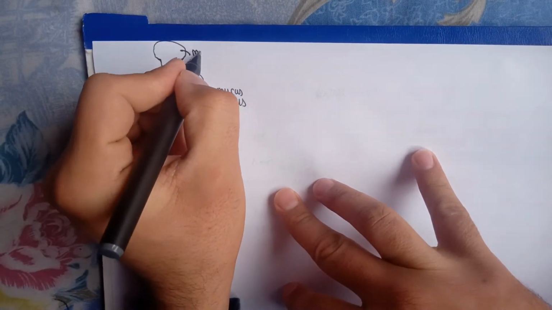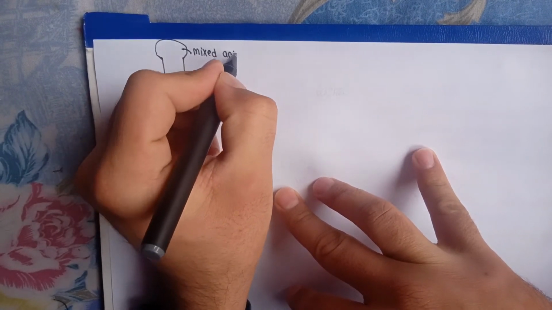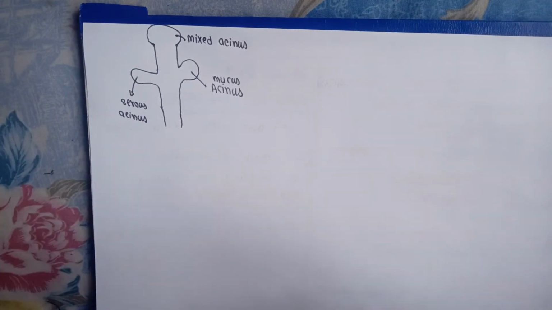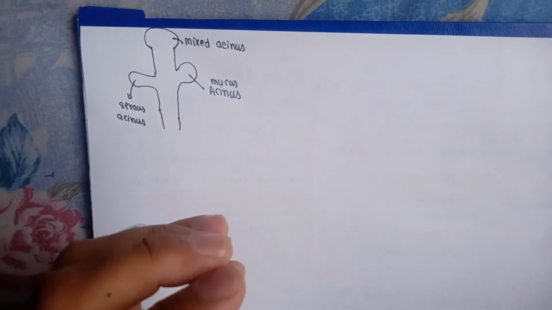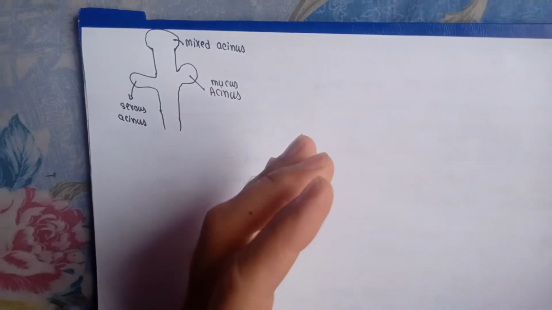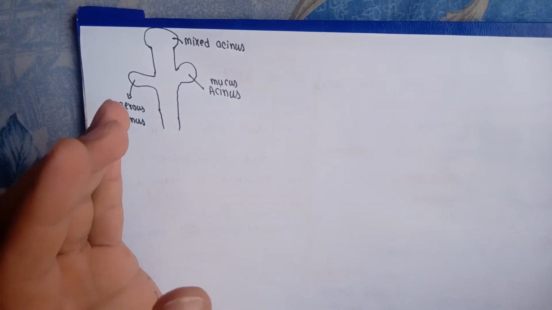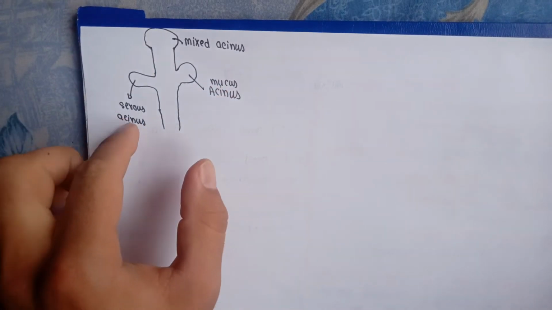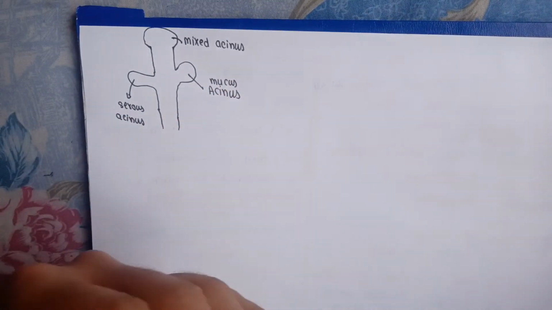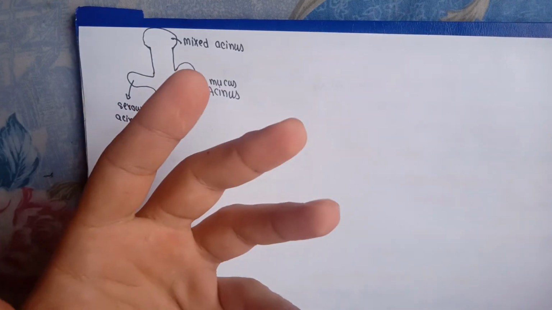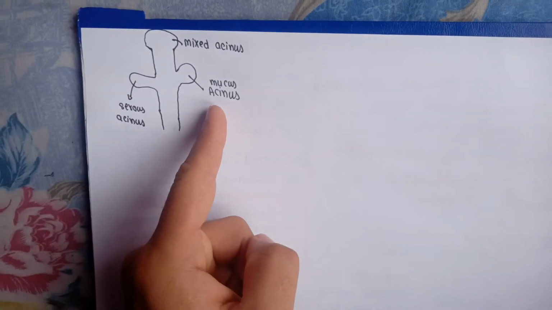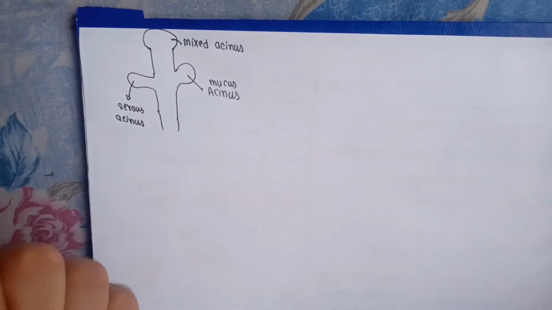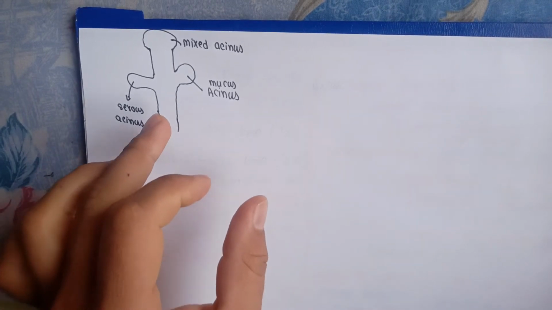And another is the mixed acinus. You should not be confused about the mixed acinus function. As we discussed earlier, the function of the submandibular gland is the secretion of both serous and mucous secretion. So here the mixed acinus secretes both types of secretion. Serous acinus secretes serous fluid, which includes ptyalin or alpha-amylase, and mucous acinus secretes mucin, which is mucus that acts as a lubricating and protective agent. So this is a simple structure of the submandibular gland.